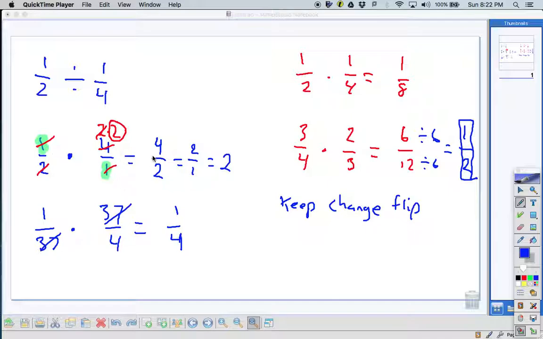You can always just multiply across if you don't see any way to reduce it, but make sure that if you're crossing off, it has to be 1 on top and 1 on bottom. Side to side does not work, and this does not work unless it's multiply. Does not work for addition, subtraction, nor division. Only for multiplication. If you have any questions, please make sure you ask.